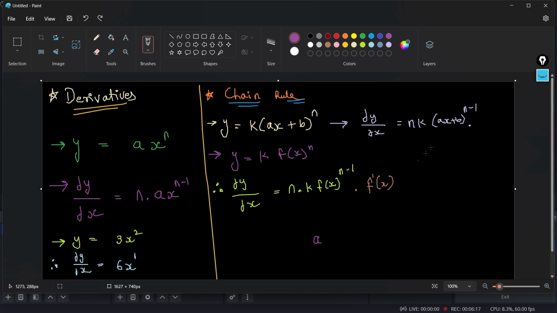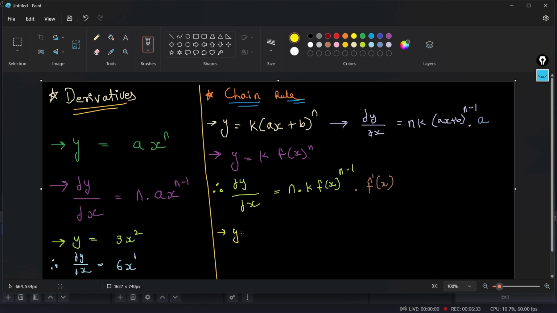Instead of this f dash x, that is the derivative of this, it's going to be a for this plus 0 for this, which is essentially your a. And that's about how you take the derivative of this type of equation. I'll give you one more example very quickly.